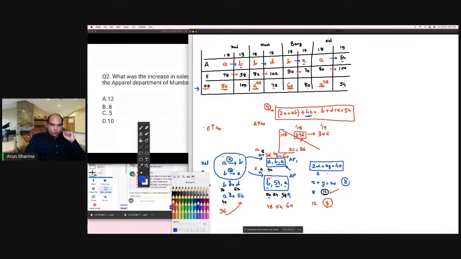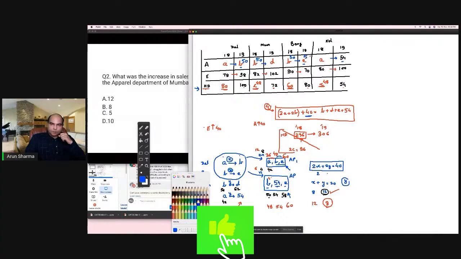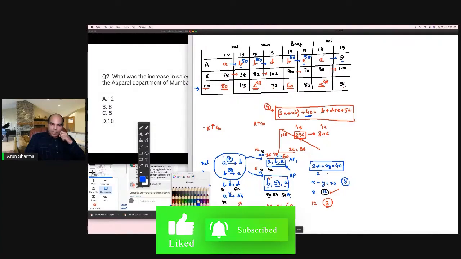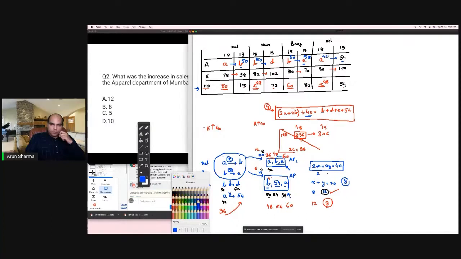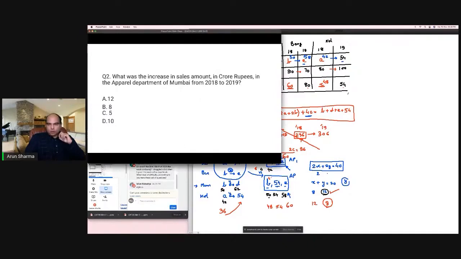So you can conclude based on this clue that b is 50, d is 62. So b is 50 everywhere. E was 58. A was 42. So A is 42 everywhere. And D is 62. And the problem gets resolved. Right? So this is how you close this question.